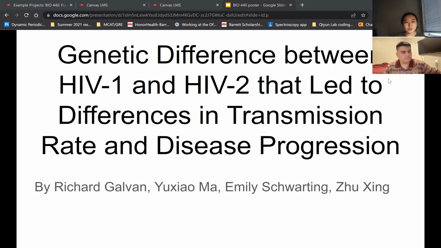Okay, so for our group, we're looking into the genetic differences between HIV1 and 2 that lead to the difference in their transmission rate and disease progression.